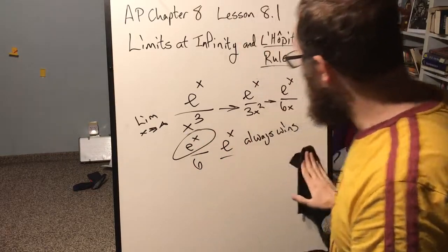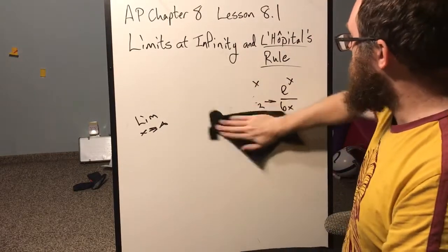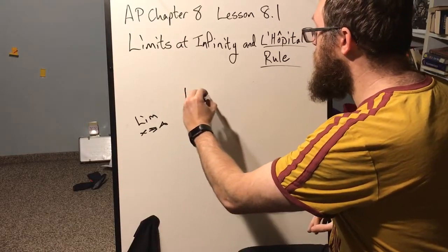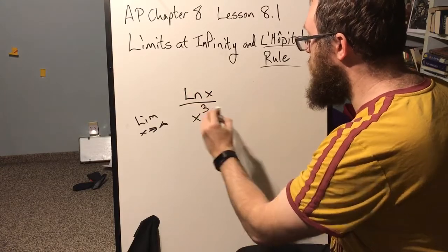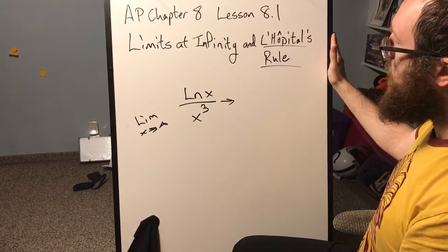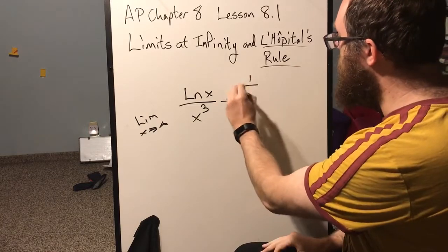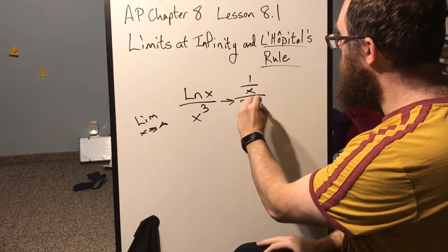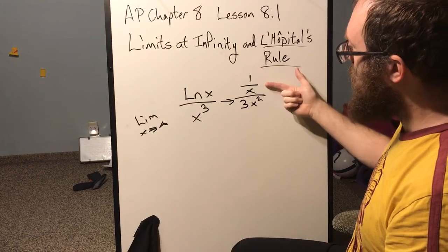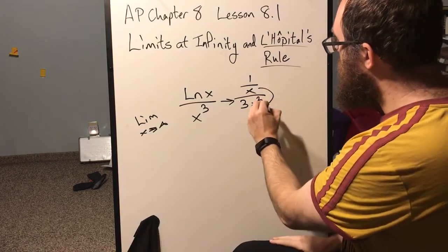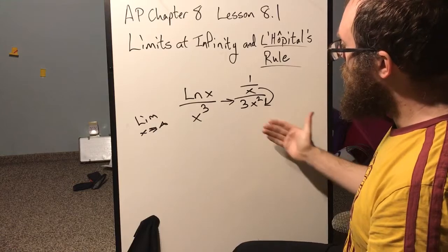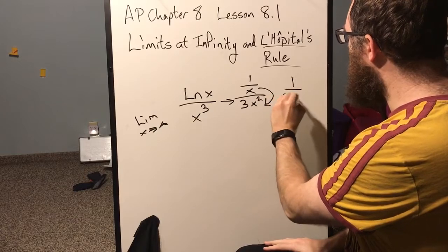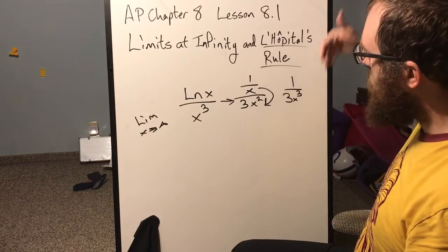Now, what about ln? Let's have the same situation with an ln. So let's say that we have ln of x over x to the third. When I use L'Hopital's rule and I take the derivative, ln of x's derivative is 1 over x, and x to the third's derivative is 3x squared. Well, what happens is this ln immediately drops to the bottom with my x squared, making it 1 over 3x cubed. And now all the power is in the denominator.